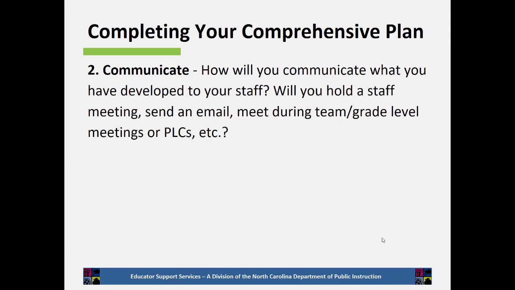How are we going to communicate that? How do you want staff to know what you've developed? Are you going to hold a staff meeting, send an email?